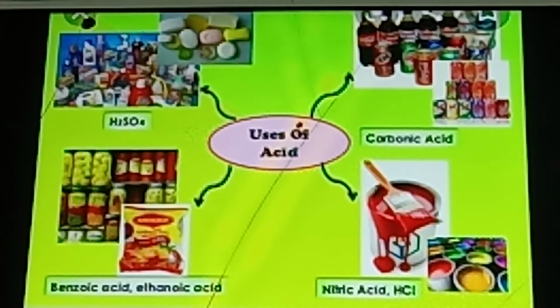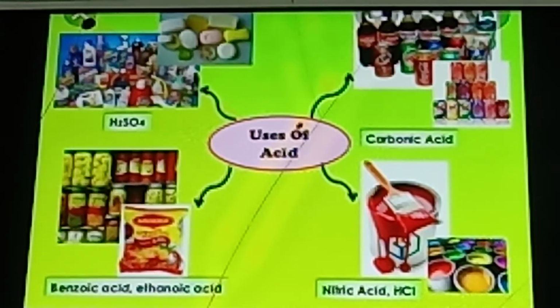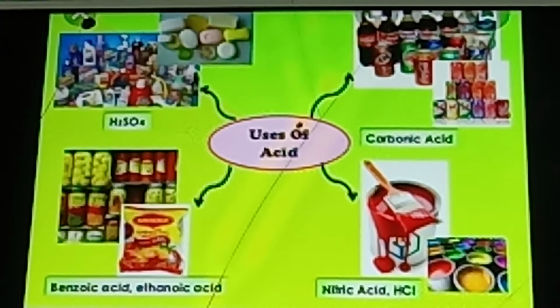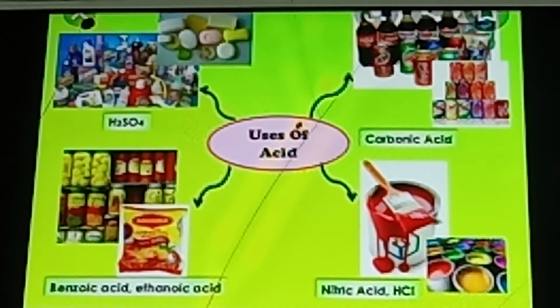Sulfuric acid is called the king of chemicals. It is an effective dehydrating agent. It is used in various industries to make detergent, paint, fertilizer and many more chemicals. Hydrochloric acid, nitric acid and sulfuric acid are important laboratory reagents.